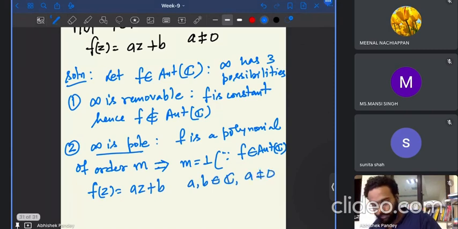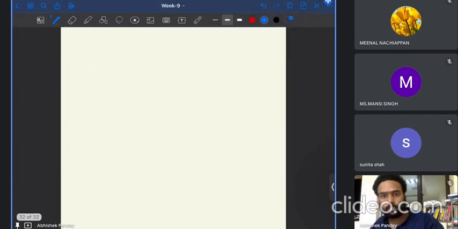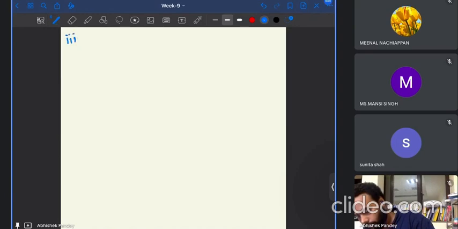Now the third thing we have to show: we have shown that infinity being removable is not possible, and infinity being a pole means the only possibility is m equals 1. Next we show that if infinity is an essential singularity, then that is also a contradiction. So infinity is an essential singularity.